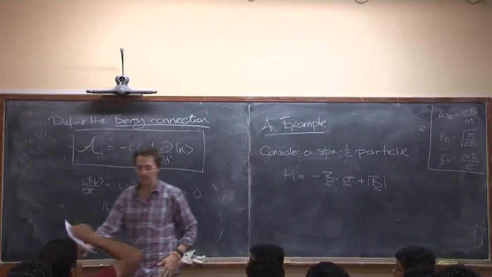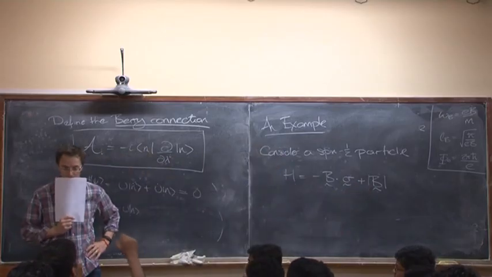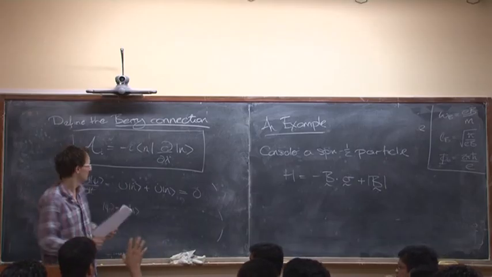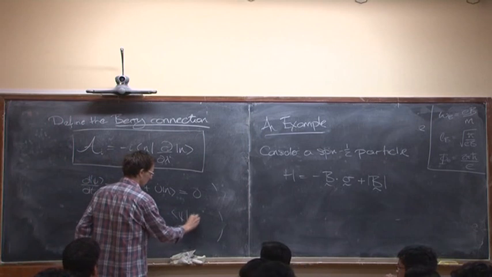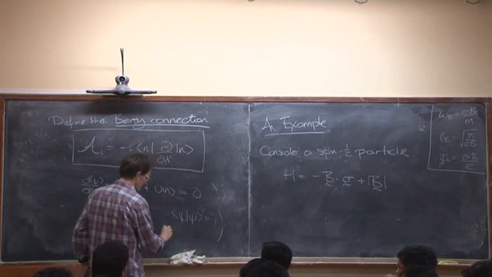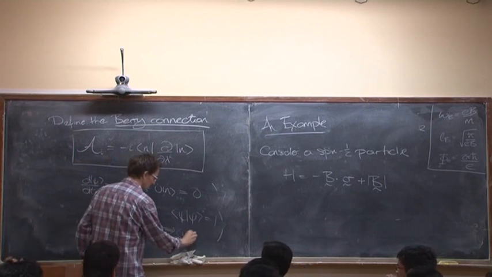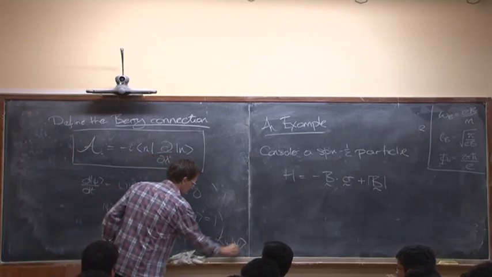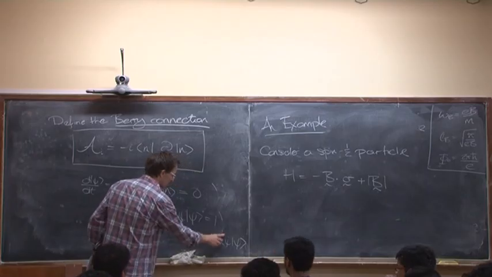Could I make a suggestion? Yeah. Let's consider the equation psi of t dagger times psi of t is equal to 1. Now differentiate, to get psi dagger times psi dot is equal to 0. That's exactly right.